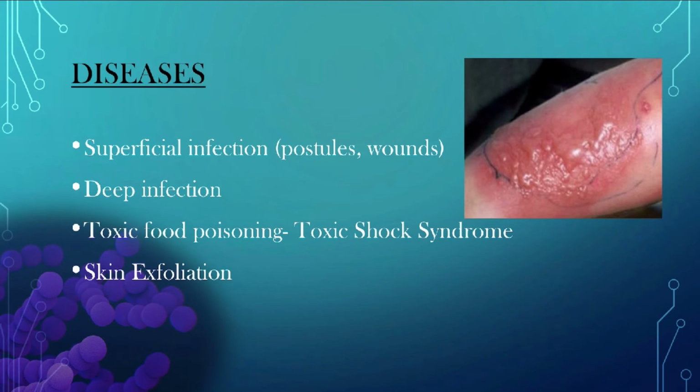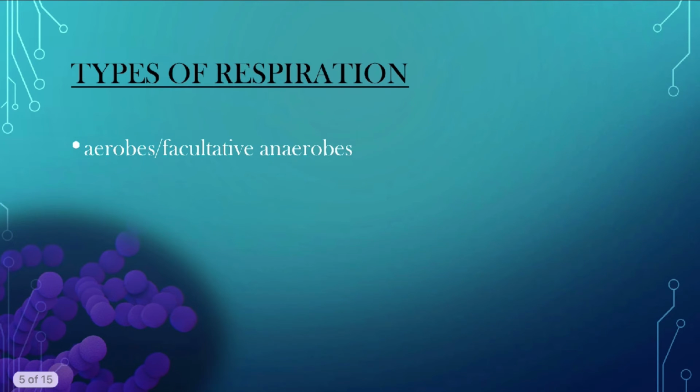Next, about the disease, it causes superficial infections like pustules and wounds. Pustules means the small bumps on the skin like this in the picture, and it also causes deep infections, toxic food poisoning, and toxic shock syndrome. And skin exfoliation, meaning the removal of dead cells, will also occur. Respiration is through aerobic and facultative anaerobic types.